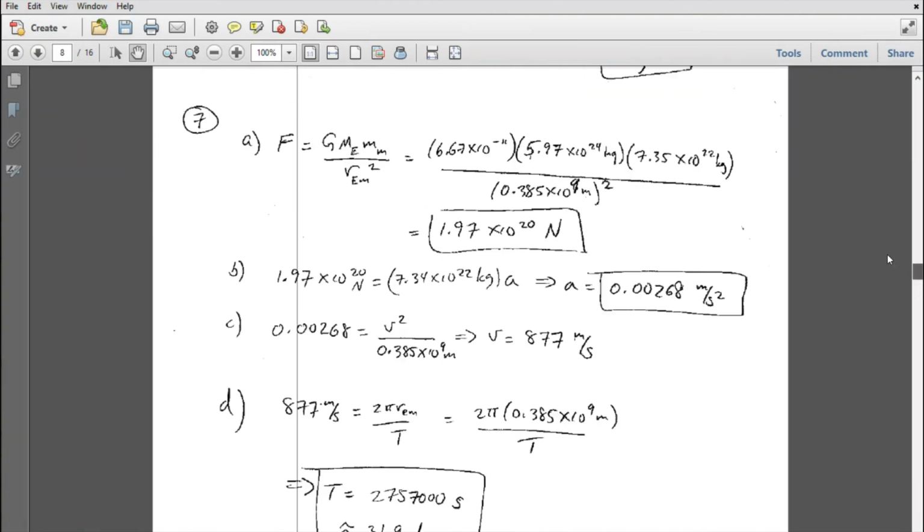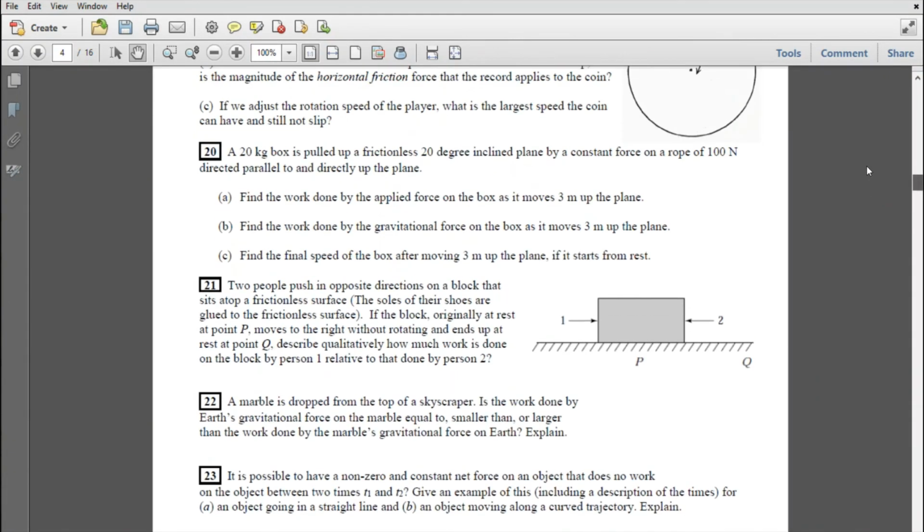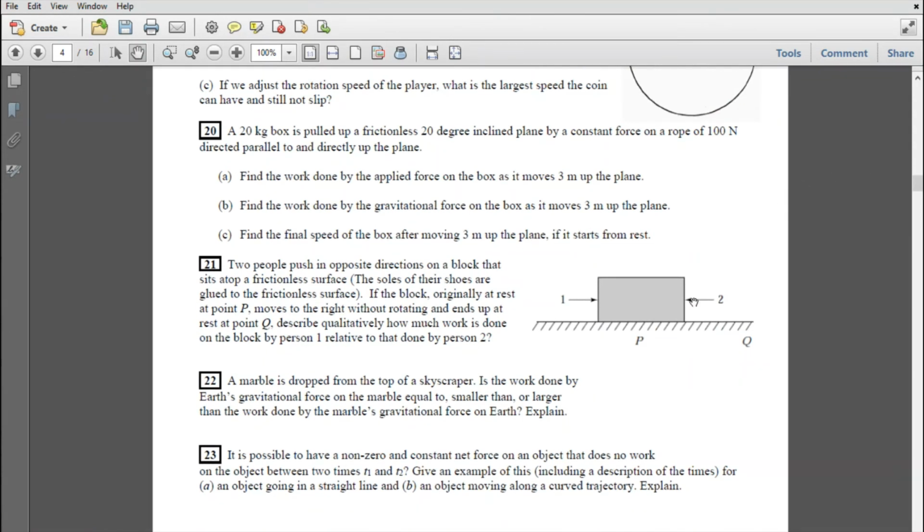Back up to problem 20. A 20 kilogram box is pulled up a frictionless 20-degree inclined plane by a 100 Newton force parallel to and directly up the plane. So we're pulling with a rope parallel to the plane. Find the work done as it moves 3 meters up the plane. Find the work done by the applied force, by the gravitational force, and find the final speed of the box after it's moved 3 meters up the plane if it starts from rest.